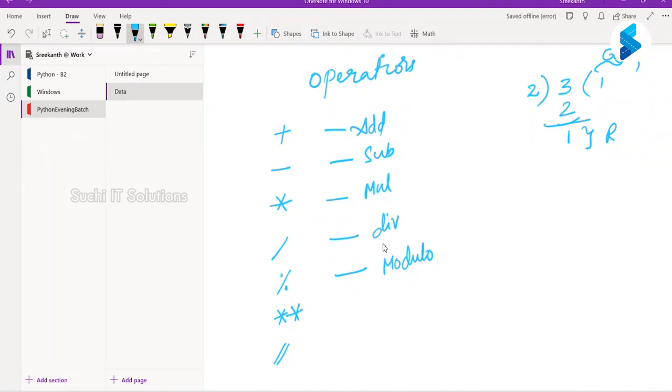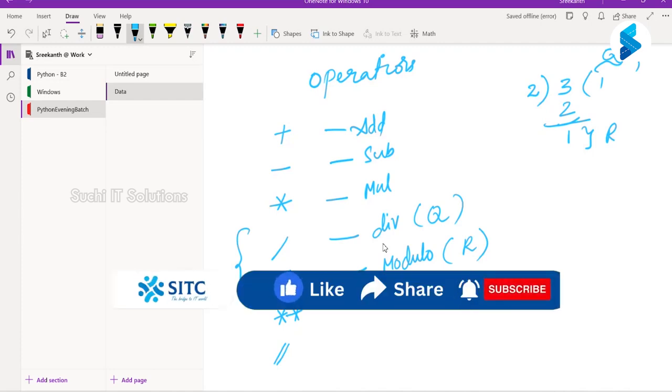Whenever you divide a value, there are two things that we would be interested in. What is my quotient and what is my remainder? So if I am using slash, what you get is a quotient. And if you use a modulo, what you get is a remainder. They both are products of a division, whereas slash gives you the quotient, percentage gives you the remainder. Are we clear about it? Right. And double star is basically called exponent.